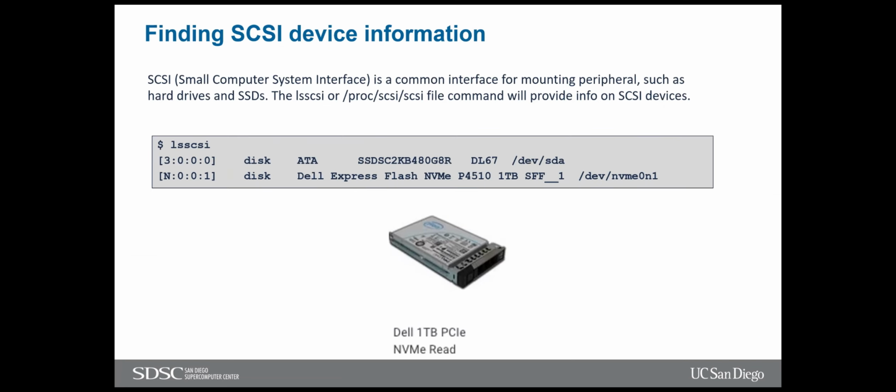The last bit of information that I think is useful when running codes is identifying the SCSI devices. So this includes the NVMe that we were talking about before. If you run this on your login node, it's only going to show you the disk ATA. It's not going to show you the flash memory. If you run this on one of our compute nodes, you will see the flash memory available there.